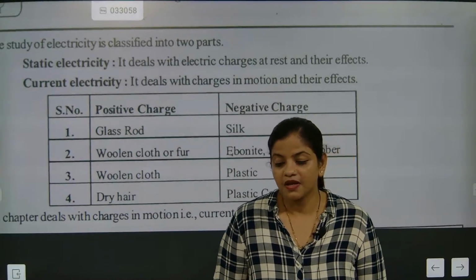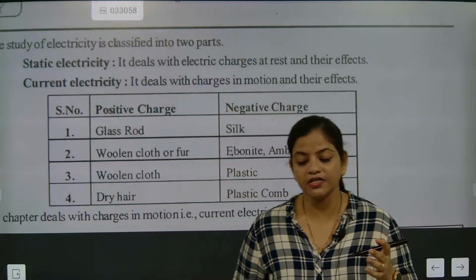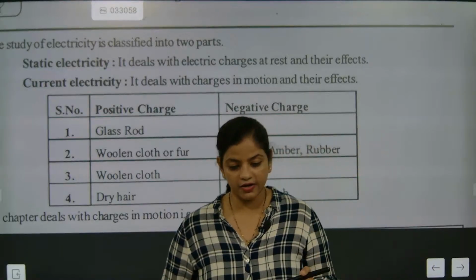We are going to talk about static current, and we are going to understand what exactly is the meaning of static current.